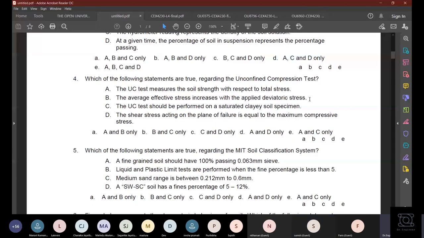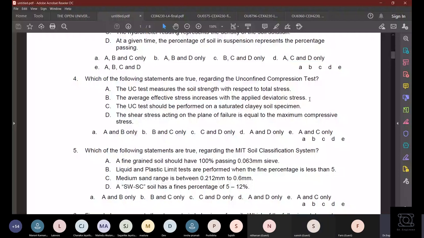The shear stress acting on the plane of failure is equal to the maximum compressive stress. You know that is wrong, right? So what is the compressive stress? The shear stress is half of the compressive stress. You know how to draw the Mohr circle failure envelope. We usually denote the compressive stress as Qu, and our shear stress as Cu. Our Cu would be Qu by 2. So statement D is wrong, right?